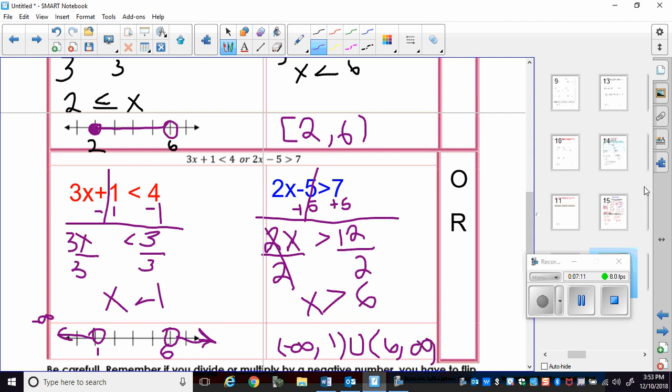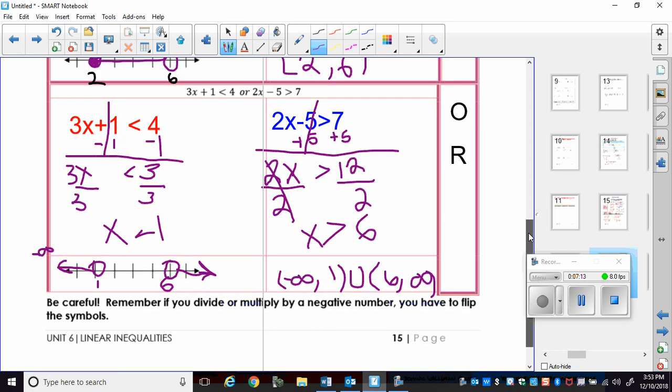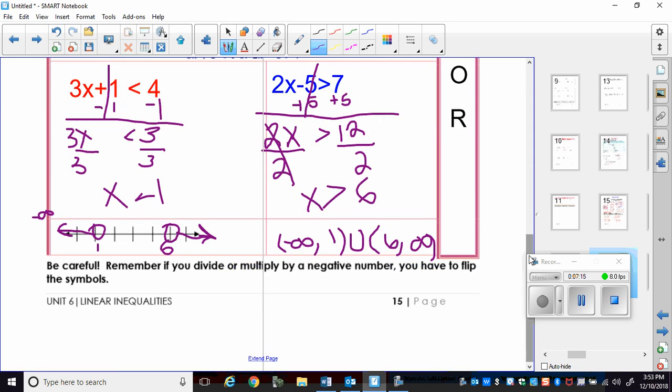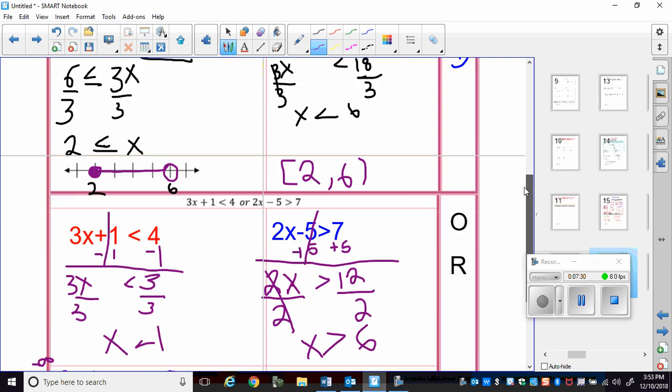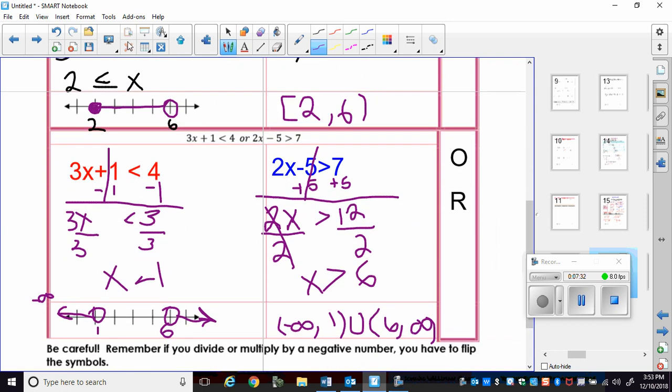Okay? So that's essentially how you prepare and or statements. The next section, you're going to have to be careful. Remember, if you divide or multiply by a negative number, you have to flip the symbols. And if we're flipping symbols, we're probably changing whether or not it's an and statement or an or statement. So let's be careful.